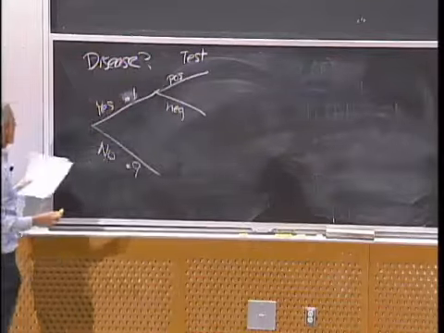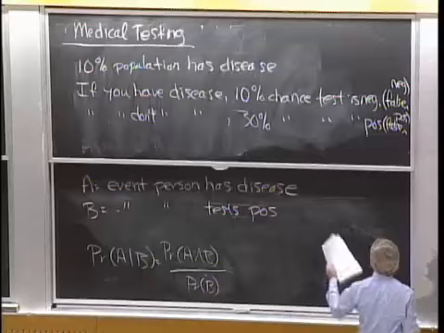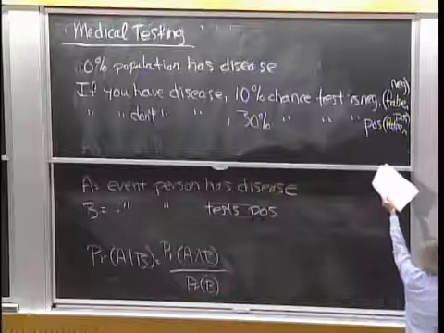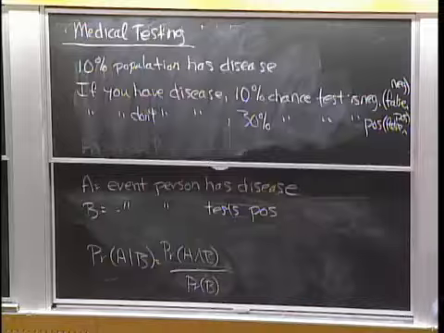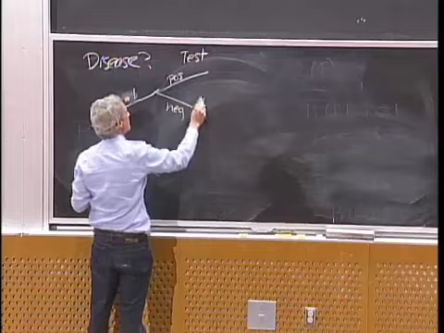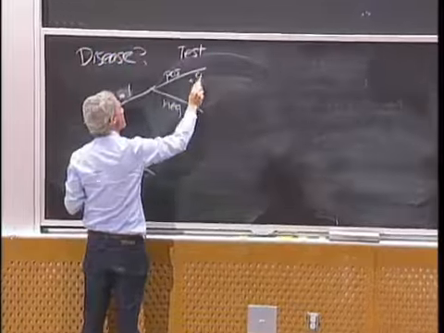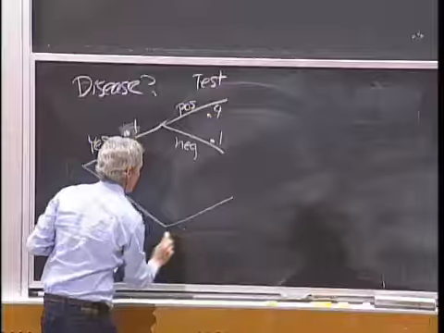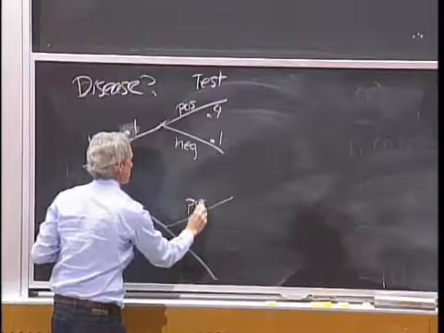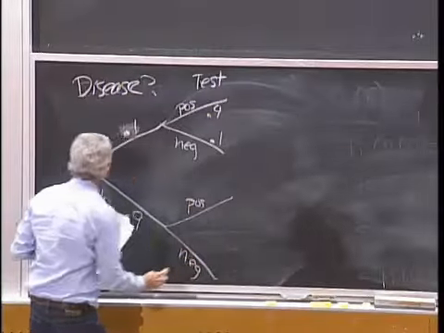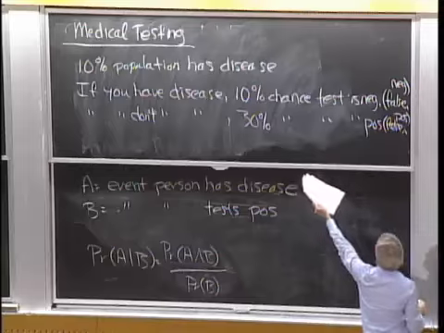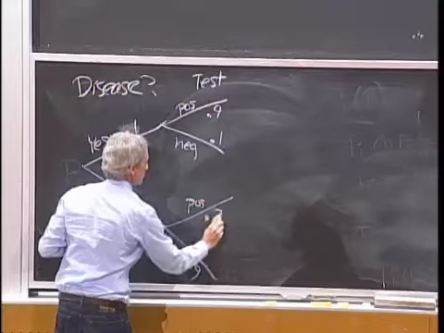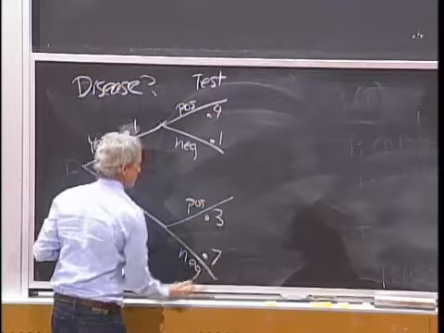Now, if you have the disease, the chance you test negative is 10%, 0.1. Therefore, there's a 90% chance you test positive. Now, if you don't have the disease, you could test either way. If you don't have the disease, there's a 30% chance you test positive, 30 here, and 70% chance you're negative.